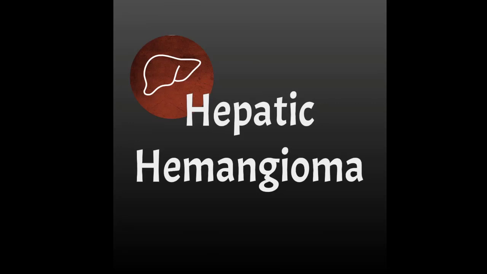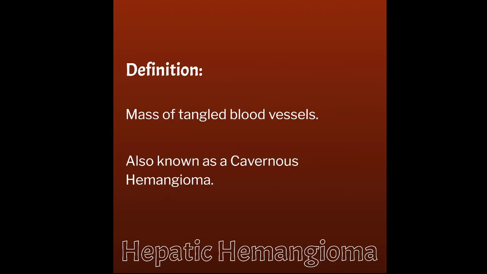Our next pathology then is hepatic hemangiomas. And a hepatic hemangioma, basically defined, is a mass of tangled blood vessels. And hepatic hemangiomas can also be known as cavernous hemangiomas. You can have hemangiomas anywhere in the body. Again, if they're found in the liver, that's what makes them the hepatic hemangioma.